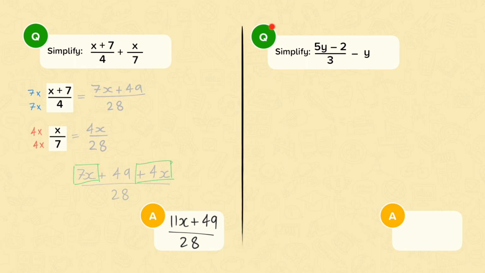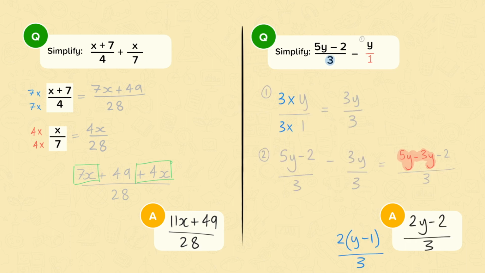Okay, your turn now. Question 2. Now yours looks a little different to mine. You have 5y minus 2 over 3, and then just take away y. Now my big hint for this question is that y can be written as y over 1. That's my clue. Okay, pause the video and have a go at the final question. Pause the video now.